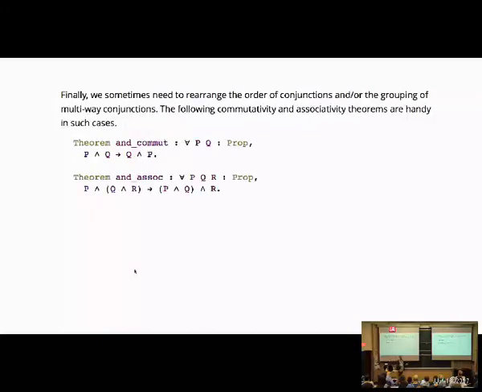And then two more, again, easy to prove facts about conjunction are that it is commutative and associative. And these little theorems are often useful when you're manipulating a complex proposition and you just need to get things into the right order to apply some other known fact.